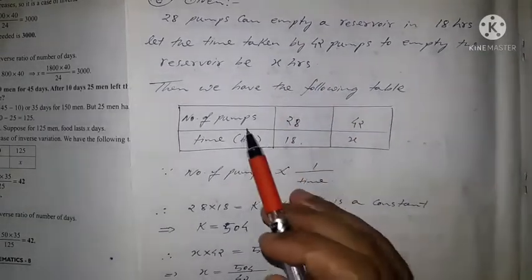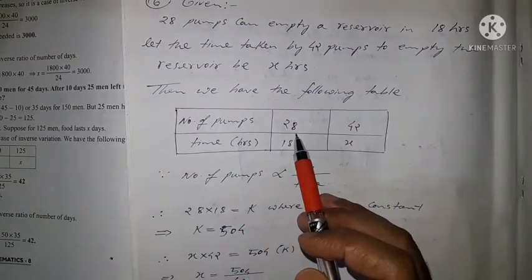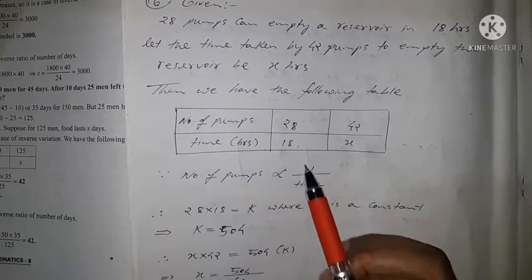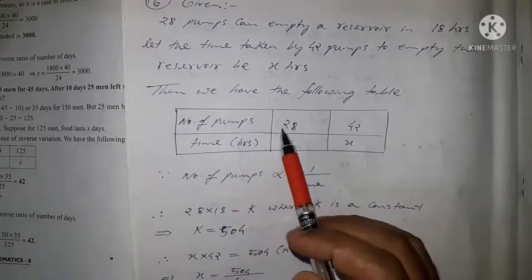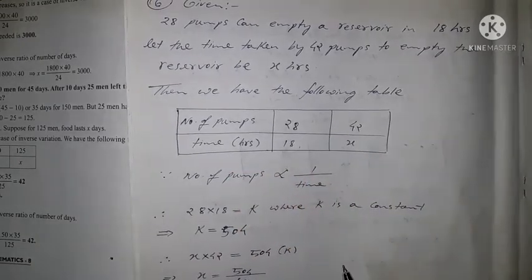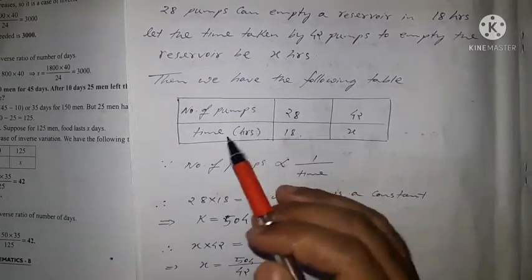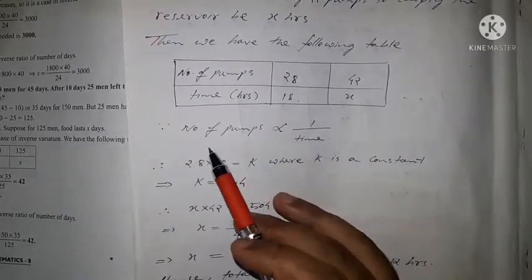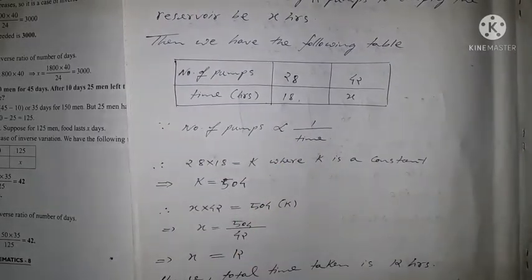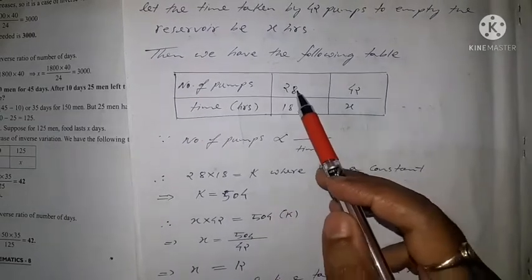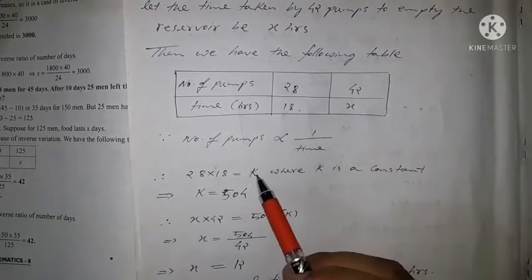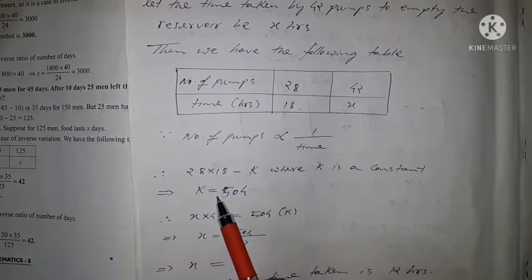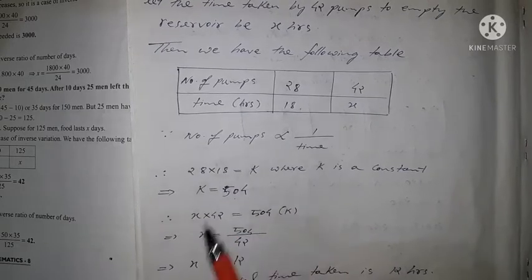Now if the number of pumps is increased, obviously the time will decrease. So that means they are inversely proportional. We have written that the number of pumps is inversely proportional to the time. So 28 into 18 is the value of the constant k, where k is a constant, therefore k is equal to 504.